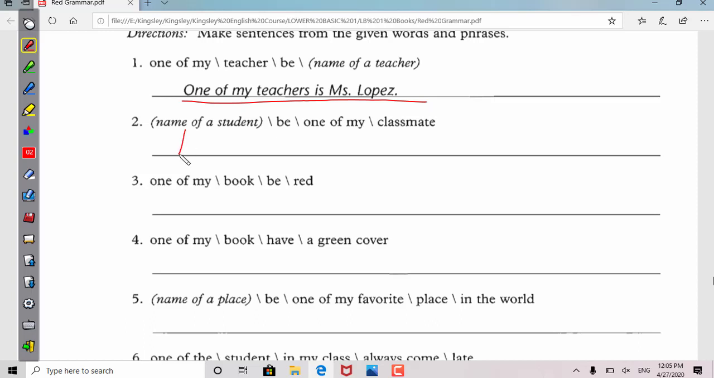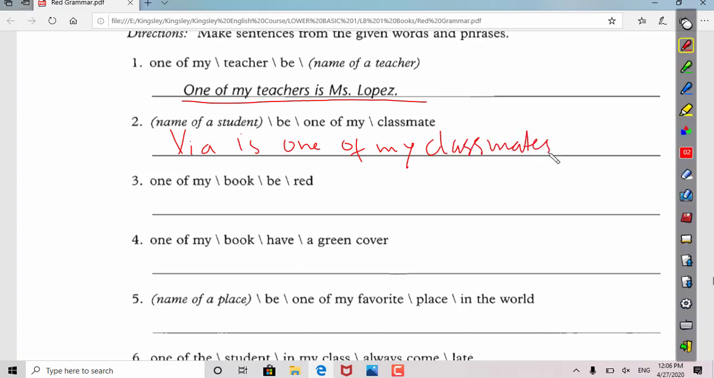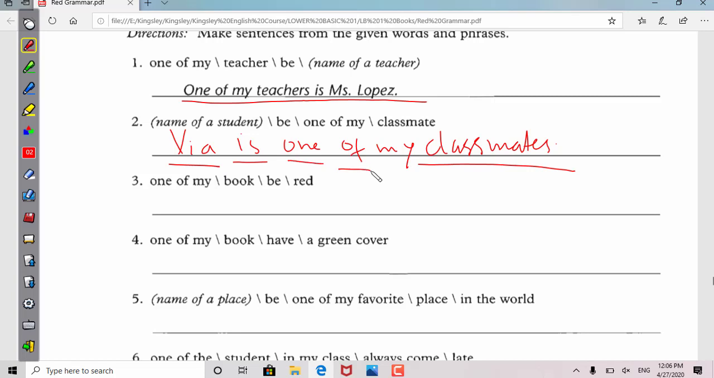Fia is one of my classmates. Don't forget, you have to put plural nouns: classmates. Fia is one of my classmates. Alright, if this one is one of my teachers, you have to make it teachers.